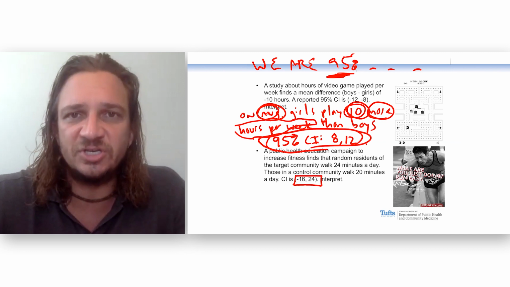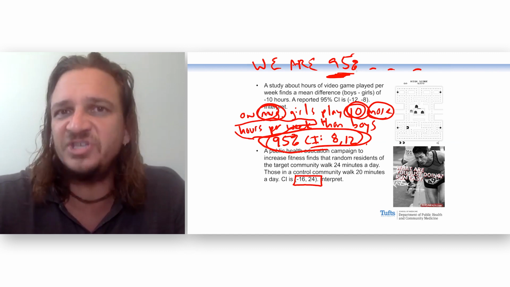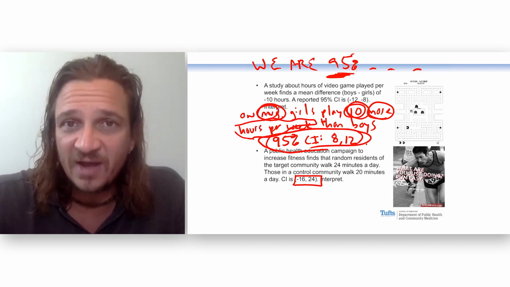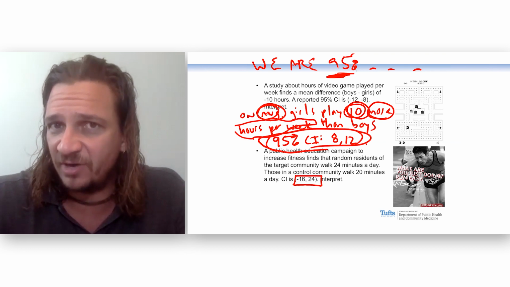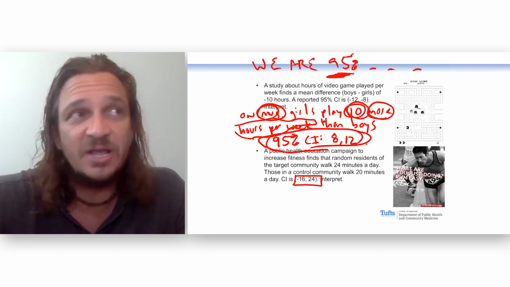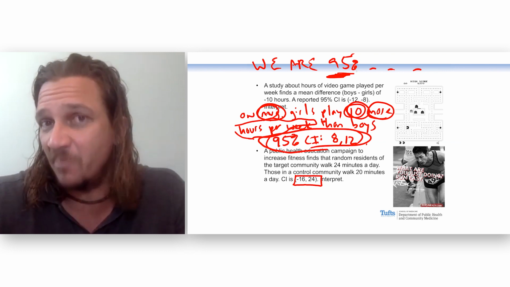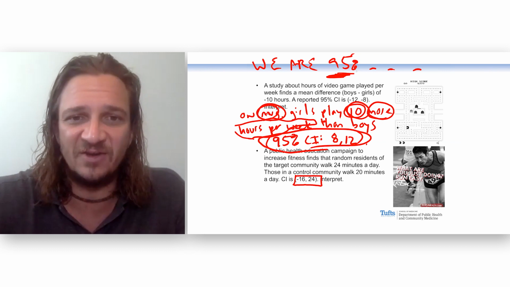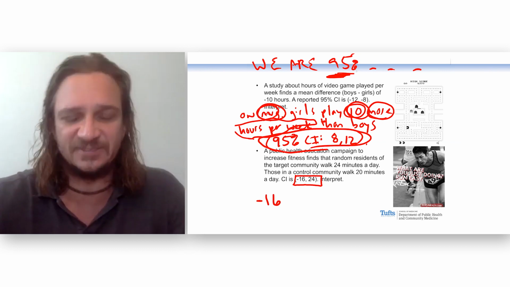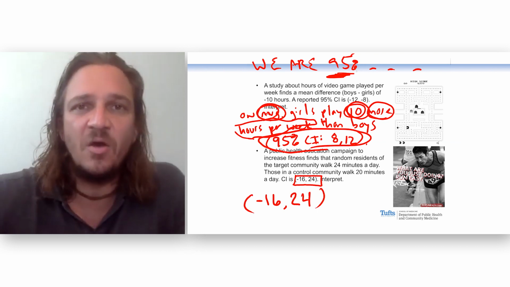-16 to +24 minutes per day of walking. Now, if we just plug in the sentence that we just did, this sort of construction, we would say, we are 95% confident that on the average, people in this target community, people who get this intervention, walk between 16 minutes a day less and 24 minutes a day more than people who didn't get the intervention. So 16 minutes a day less to 24 minutes a day more.